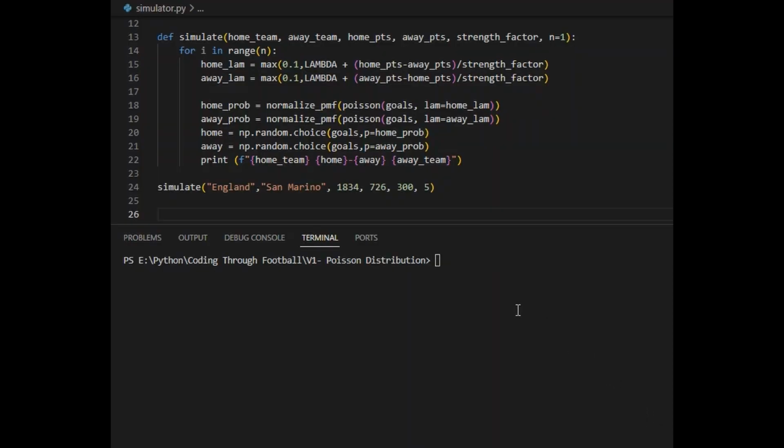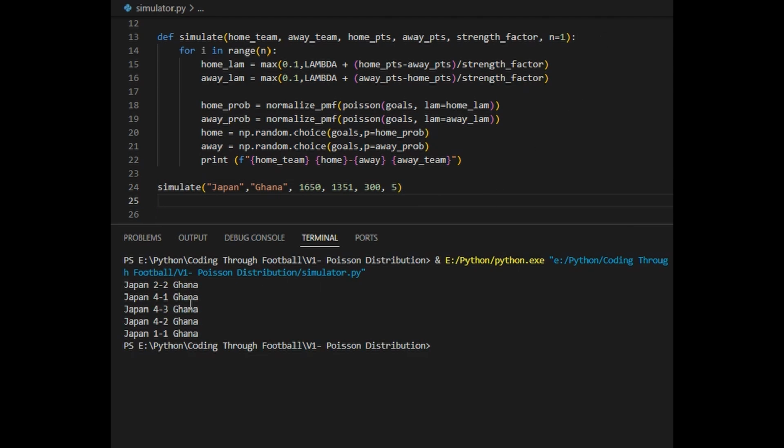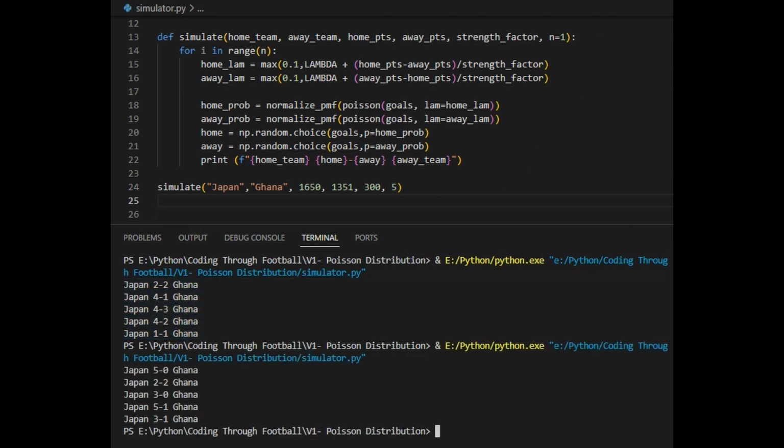We can now experiment with the model parameters. Let's try Japan and Ghana by plugging in their FIFA ranking points. When we run the simulation, most of the outcomes favor Japan, which makes sense given their higher ranking.